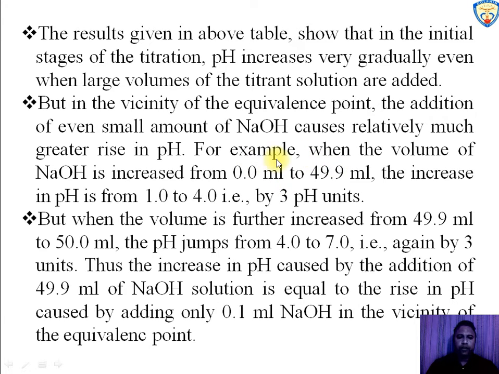When we add 50 ml NaOH, pH jumps from 4 to 7 pH, by 3 units. When we add 0 to 49.9 ml NaOH, pH rises by 3 units, that is 1 to 4, and when we add 50 ml of NaOH, pH rises again by 3 units just by adding only 0.1 ml of NaOH, which is just near the equivalence point.